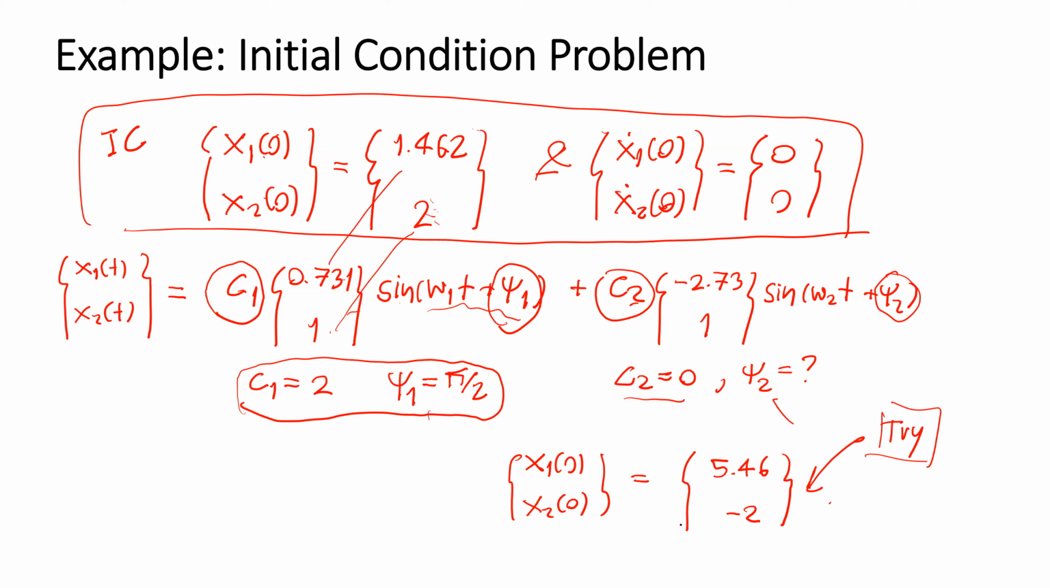Do you have any idea if we keep the initial condition to be like this? You may compare it to this. And C2 may be equal to -2. And you need to know what should be C1 and the phase shift that correspond to mode 1.